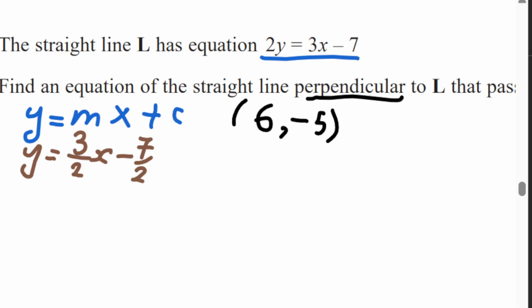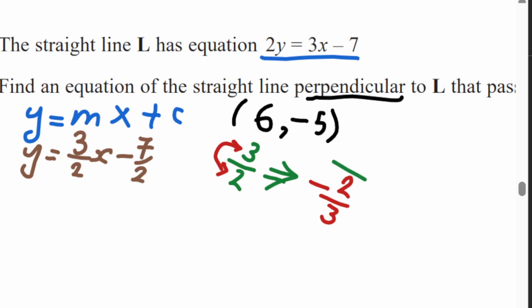Now, what will we do next? The line that is perpendicular is going to have the negative reciprocal slope. Now, the slope of this line we have here is 3 over 2, right? The slope of a perpendicular line is going to be the negative reciprocal. Reciprocal is just when you flip this, so it's going to be negative 2 over 3.